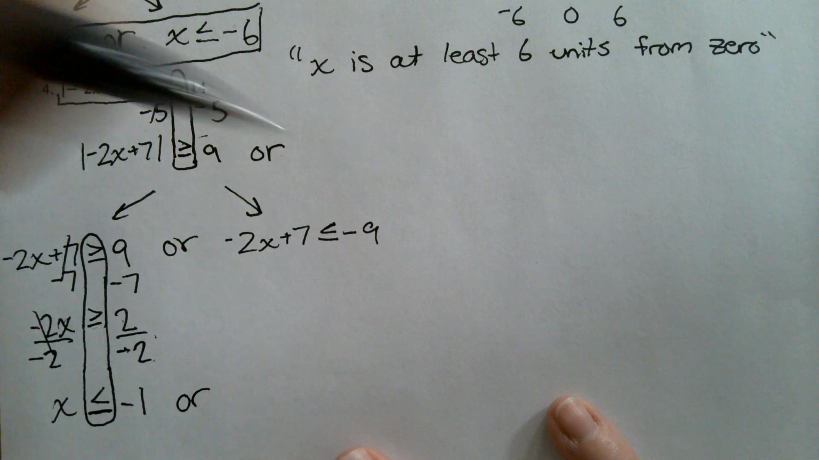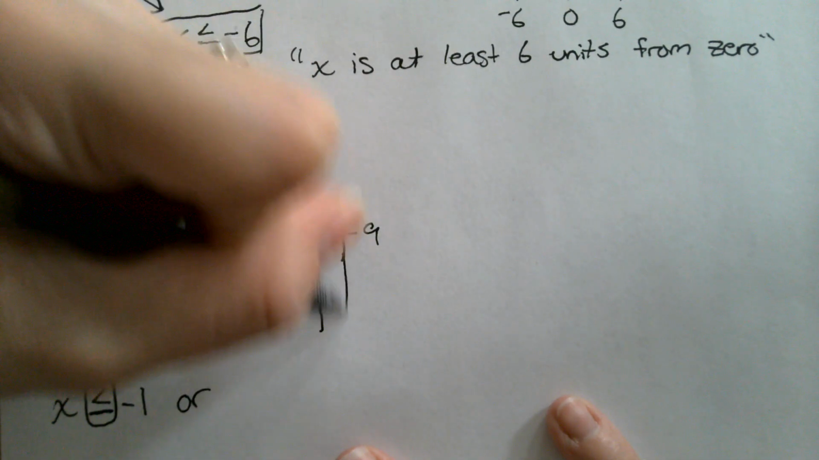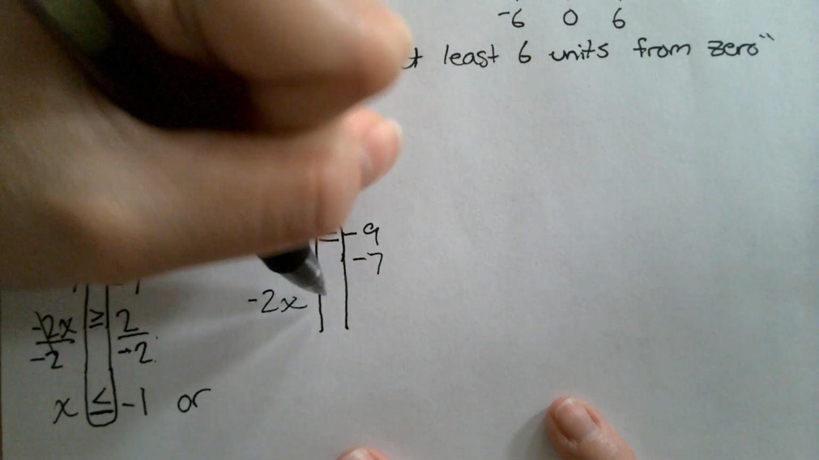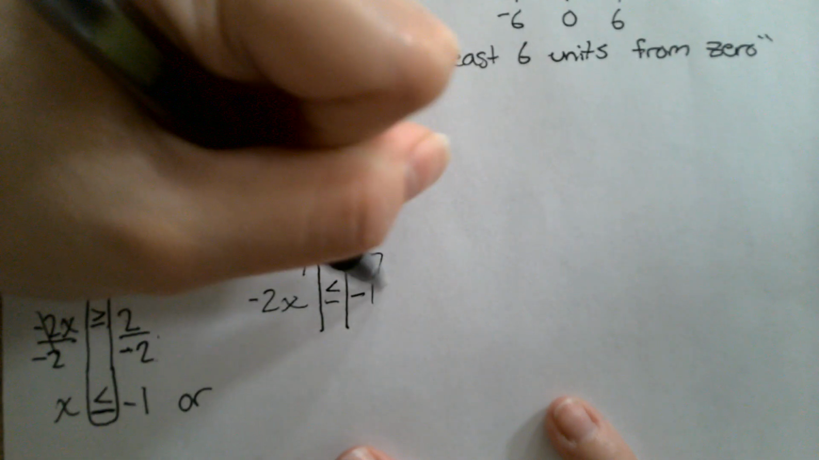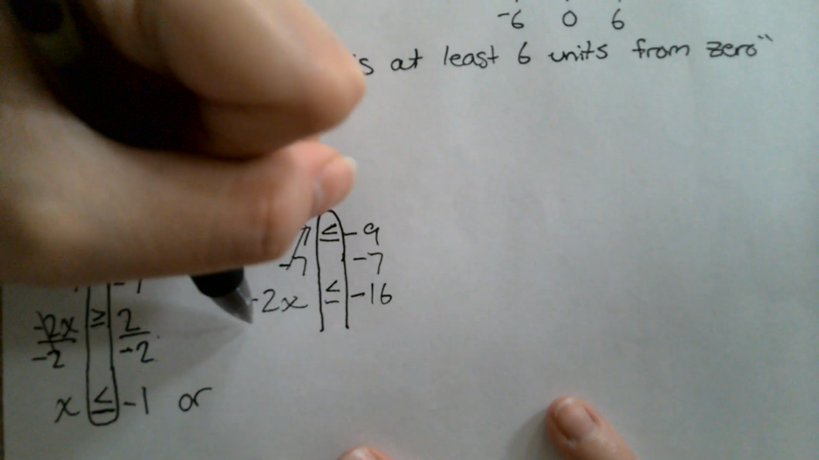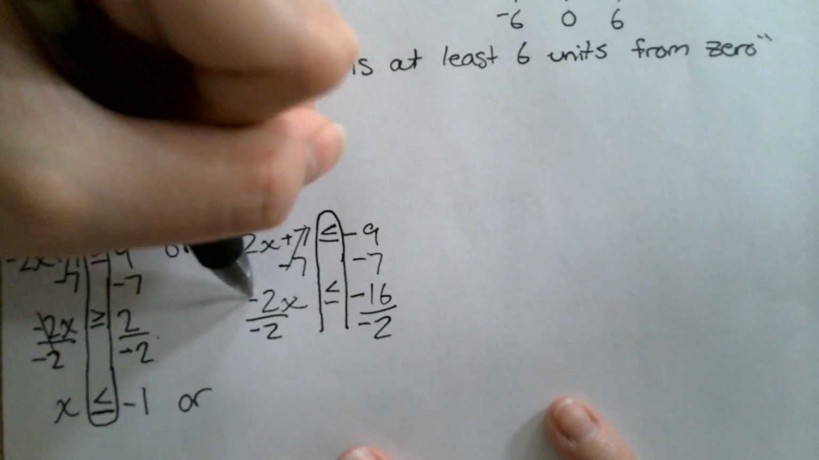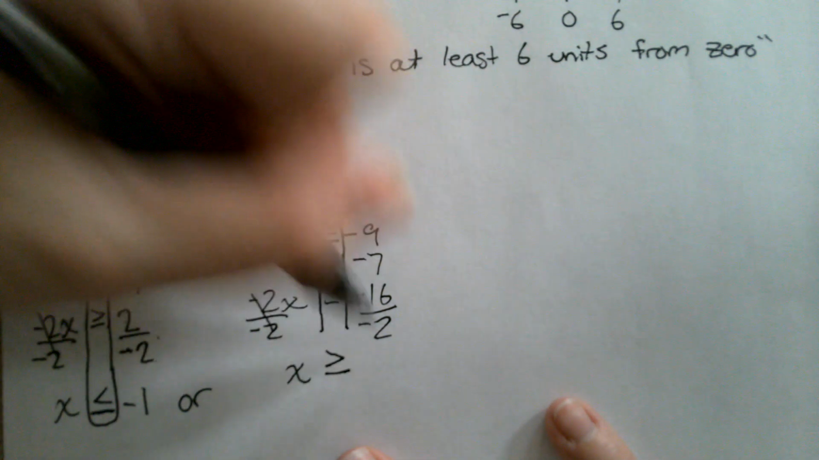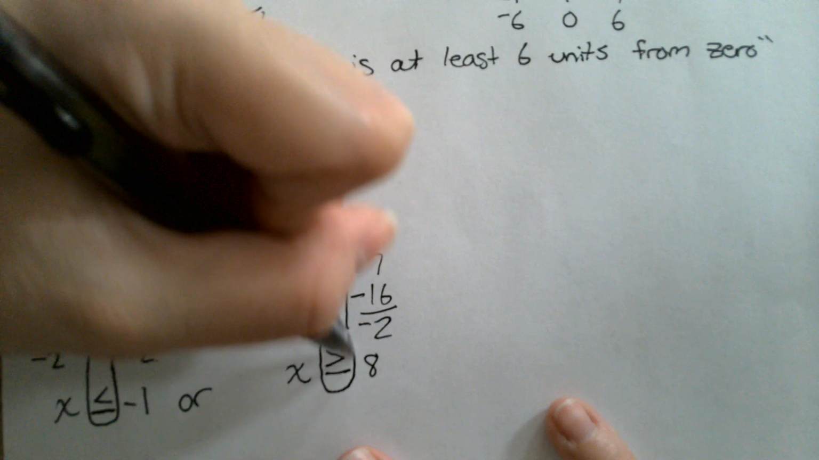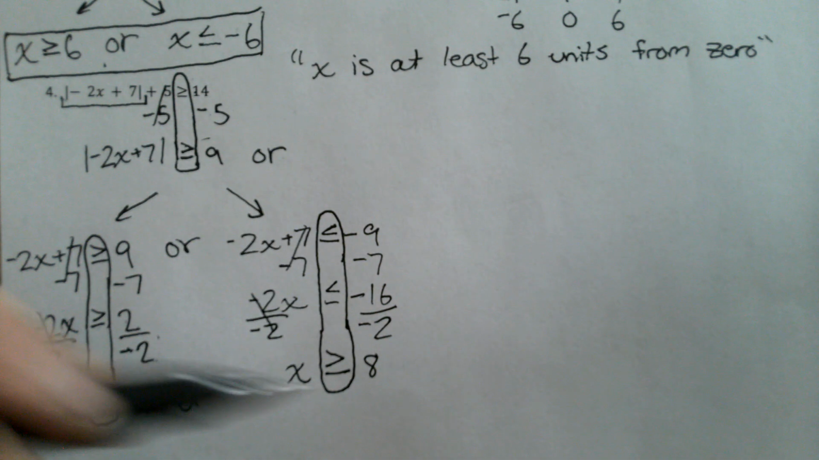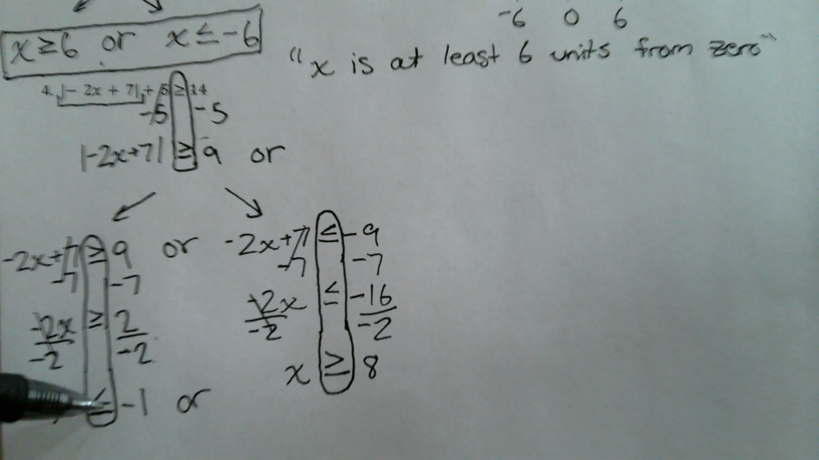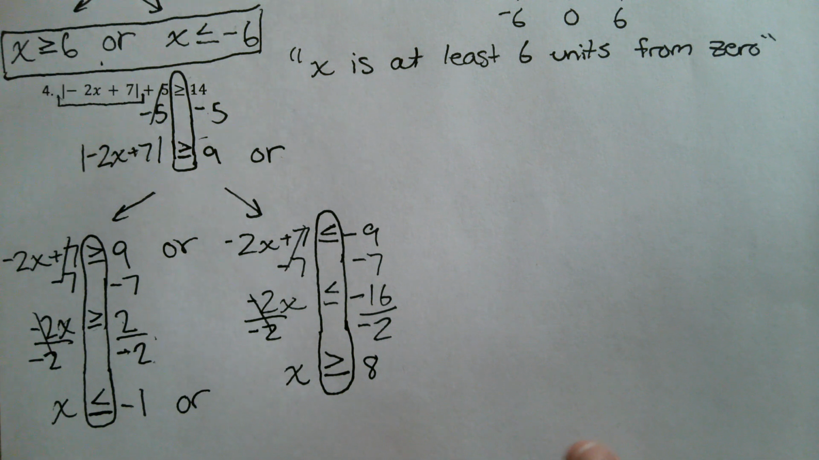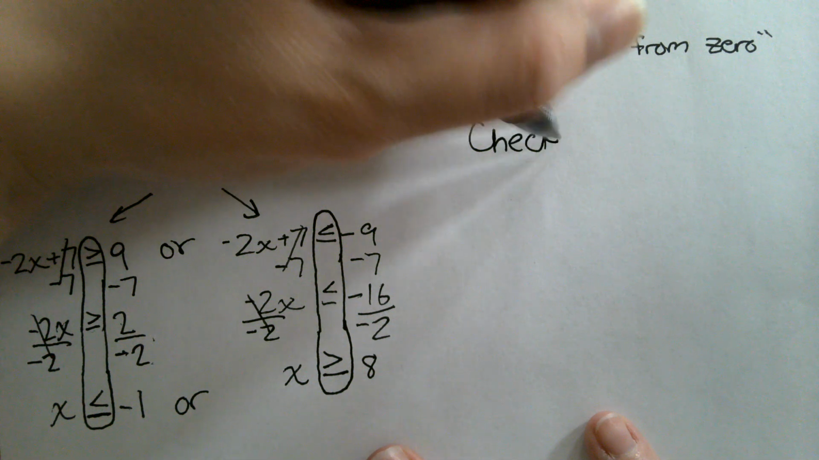Now let's solve the other one. Same steps. First, we'll subtract the 7 on both sides. Negative 2x is less than or equal to negative 16. Divide by negative 2. X is, flip the sign, greater than or equal to positive 8. So these are my 2 possible values of x. X is less than or equal to negative 1, or x is greater than or equal to 8. Let's check it with the graph. We want an or.